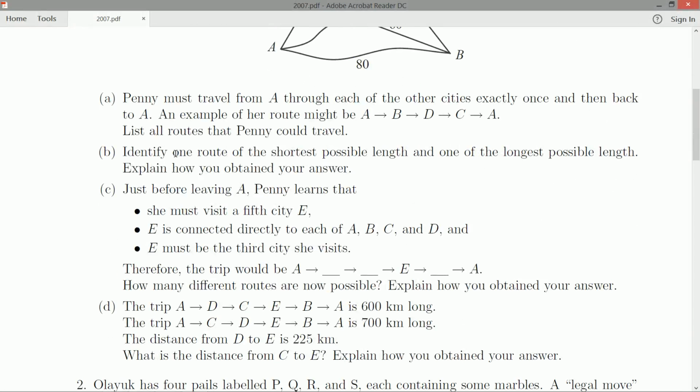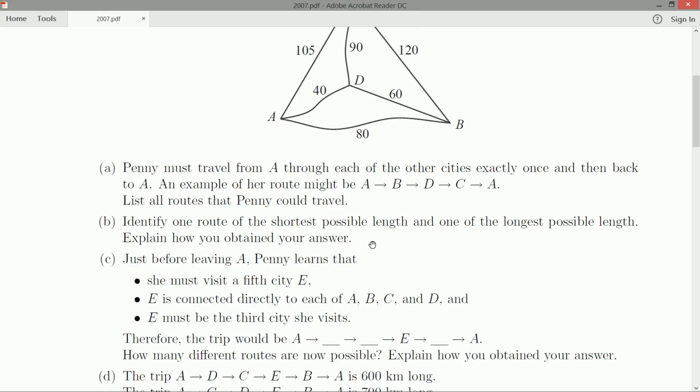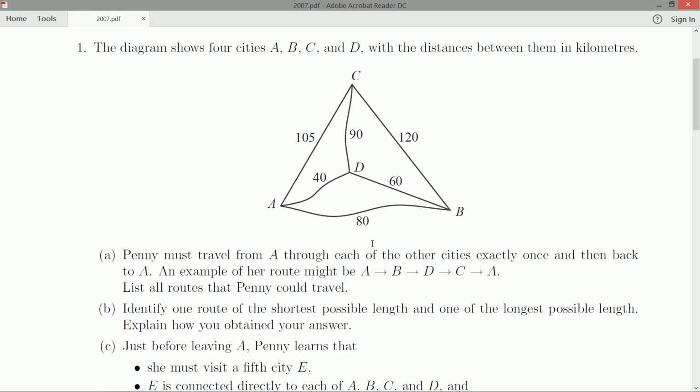Okay, B: identify one route of the shortest possible length and one of the longest possible length. Explain how you obtained your answer. Okay, so we know the 6 possible routes we could have. At worst, we could just calculate them out. But is there anything special with these numbers here? Any special way to see what should have to be the shortest route and what should have to be the longest route? Because if there's a fancy way to do it, maybe we'll be talking about her having to go to cities A to Z for D part or something like that.